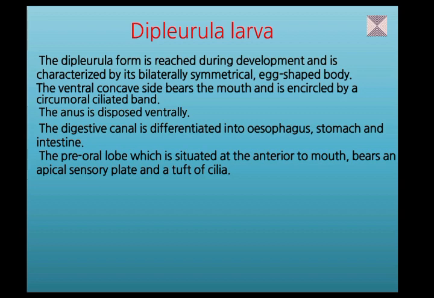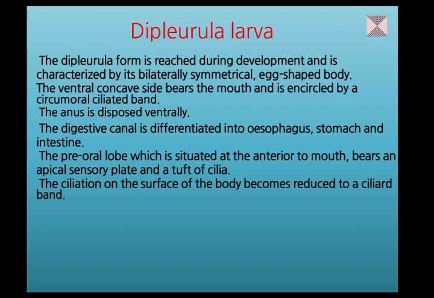The preoral lobe, which is situated anterior to the mouth, bears an apical sensory plate or tuft of cilia. We have already seen that it has sensory cilia present on the anterior side of this particular larval form. Now the ciliation on the body surface becomes reduced to a ciliated band. Students, in the larvae of the echinoderms, you will see in the coming stages also that they have ciliated bands over the body. Some bands are for swimming, some are for sensing the environment. So here also we have a ciliated band.